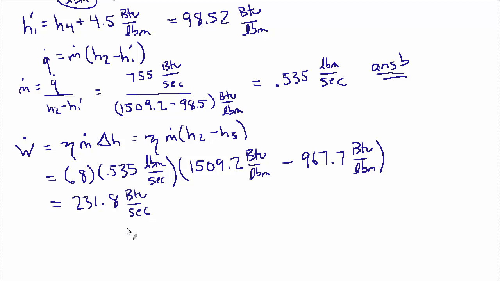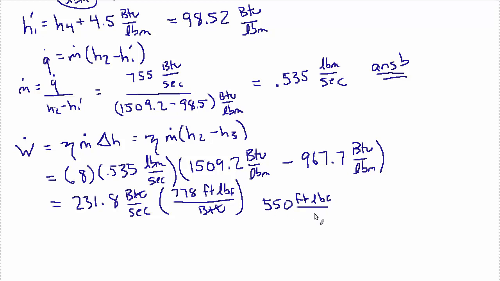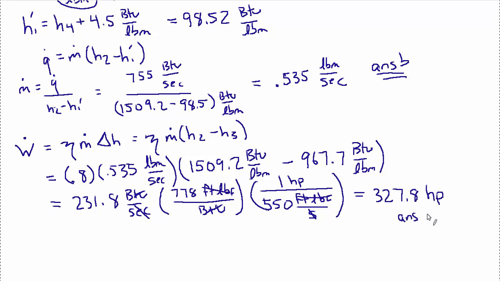And they wanted the answer in horsepower, so we're going to have to convert. We'll have to multiply by 778 foot-pound force per BTU. That gets rid of BTUs. And we want to go to horsepower, so we'll need to do 550 foot-pound force per second. And that'll be the denominator over 1 horsepower. So the foot-pound force goes away with this. And then the seconds is in the denominator of the denominator, so that actually cancels with this. And we just end up with horsepower, which is what we want. So times 778 over 550. And we finally get W dot out 327.8 horsepower. And that is the answer to A.